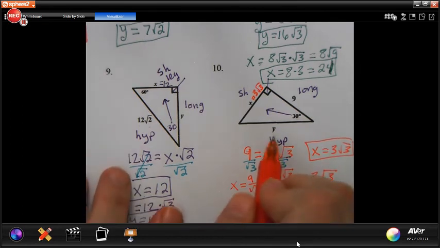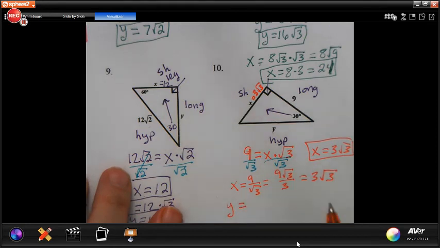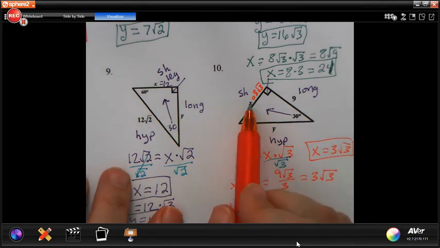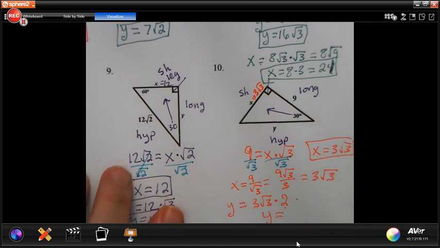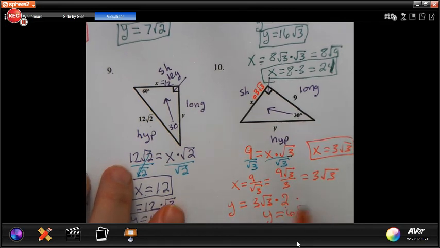All right, hypotenuse is y equals short leg. Well, it's x, but I know x is 3 radical 3. So I'm going to say 3 radical 3 times 2. 2 is a whole number, so it multiplies by the whole number. So y equals 6 radical 3 here. And there we go.